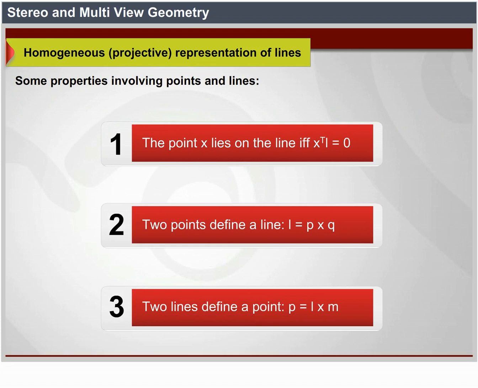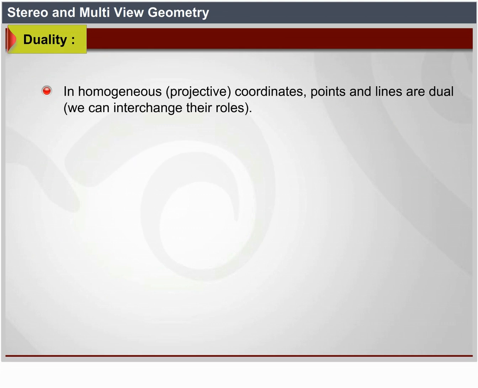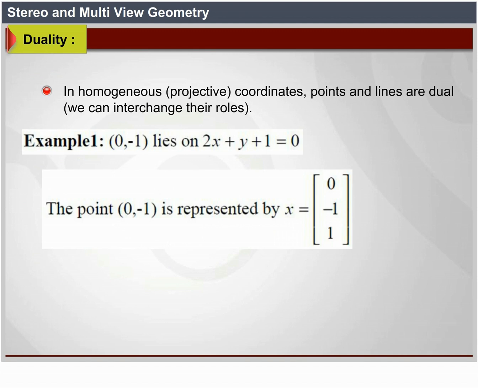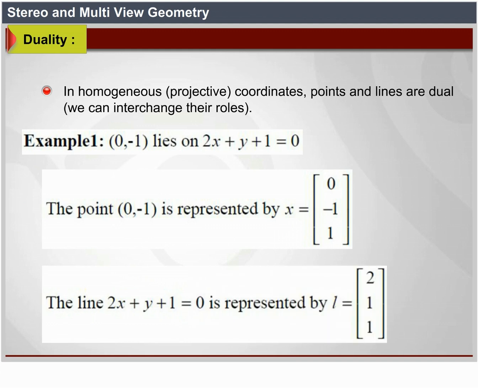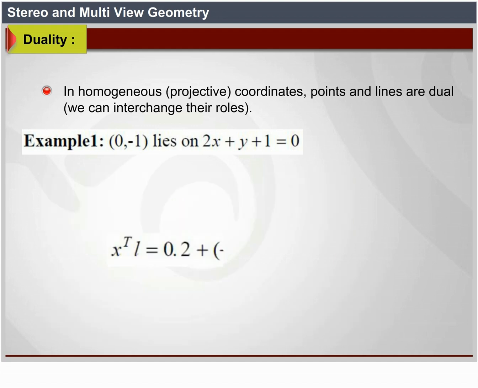Duality. In homogeneous projective coordinates, points and lines are dual. We can interchange their roles. For example, (0, -1) lies on 2x + y + 1 = 0. The point (0, -1) is represented by x = (0, -1, 1). The line 2x + y + 1 = 0 is represented by L = (2, 1, 1). Then x^T L = 0·2 + (-1)·1 + 1·1 = 0.